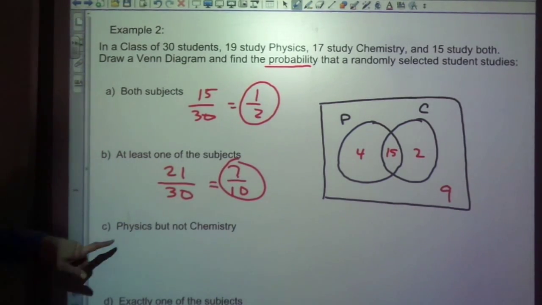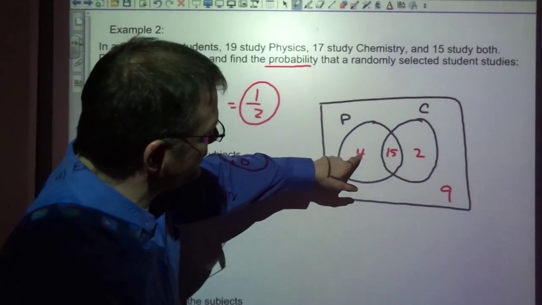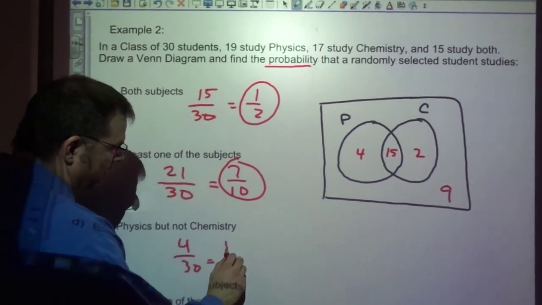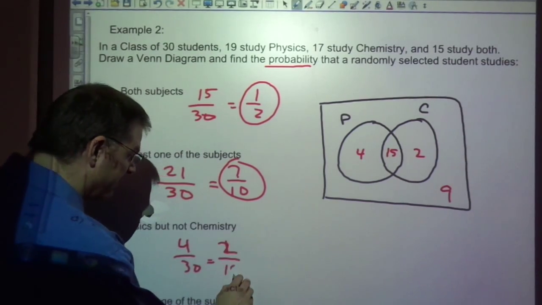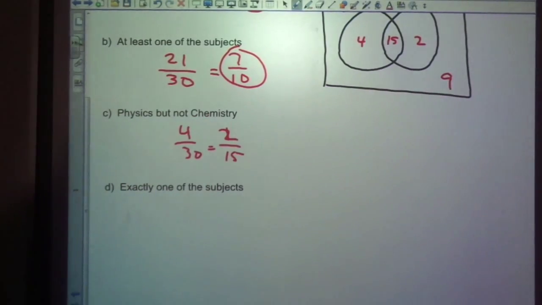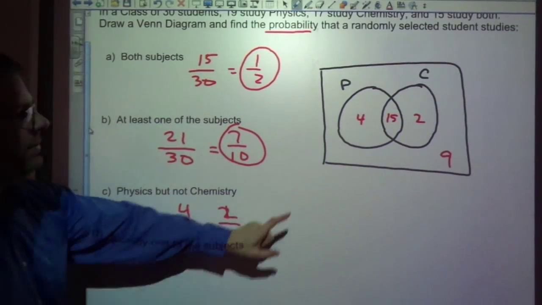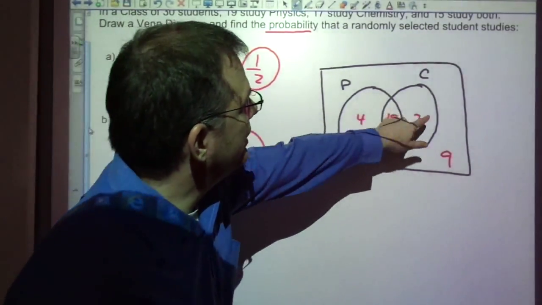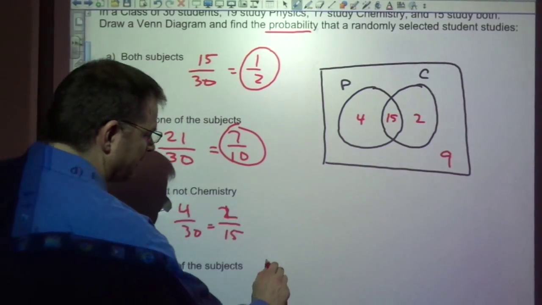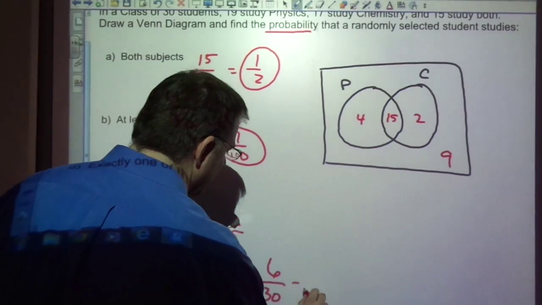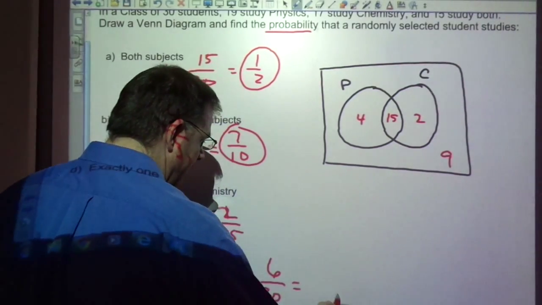How many people do physics but not chemistry? Well, that is just these people here. 4 out of the 30. I can reduce that to be 2 out of 15. And then lastly, exactly 1 of the subjects, so not 2. So that would be the physics people plus the chemistry people. So that's 6 are doing only 1 subject out of the 30, which reduces to be 1/5.